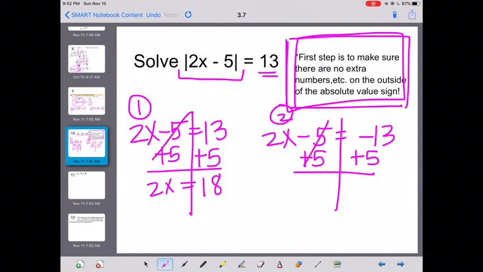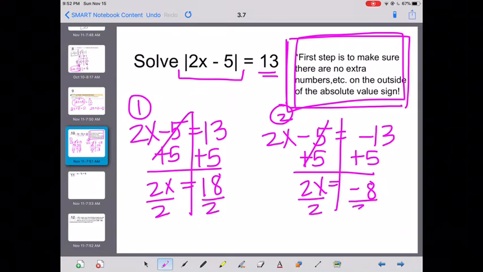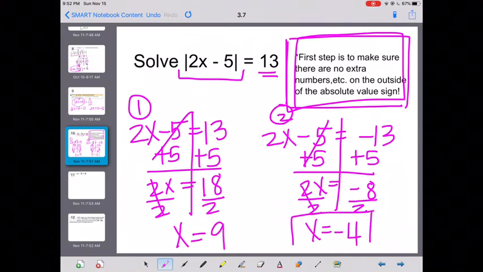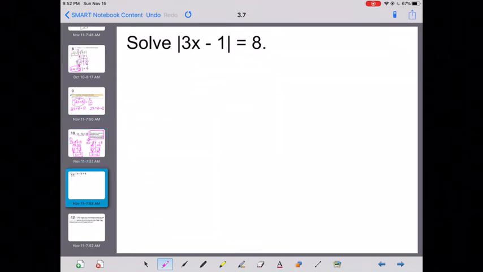Okay, so we're going to add 5 to both sides on each equation, which is going to leave us with 2x equals 18 and 2x equals negative 8. Then divide by 2 on both equations. We'll find out that our two answers are x equals 9 and x equals negative 4. Remember, there's always two answers to an absolute value equation.